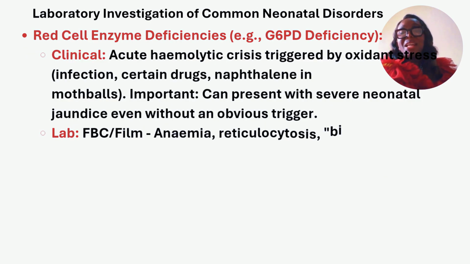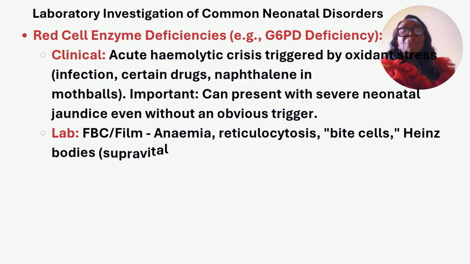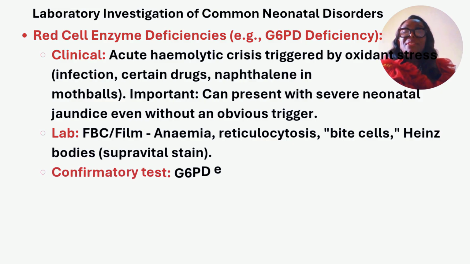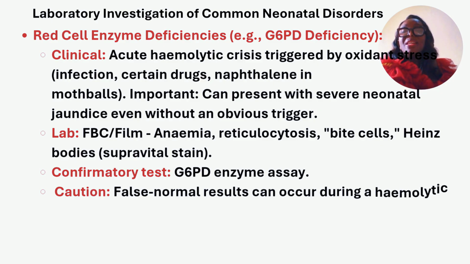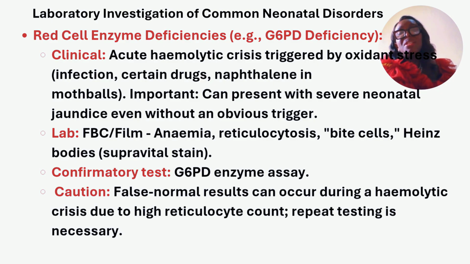Red cell enzyme deficiencies. Examples are G6PD deficiency or pyruvate kinase deficiency. Clinically, it can cause acute hemolytic crisis triggered by oxidative stress, infection, certain drugs, or naphthalene in mothballs. Importantly, it can present with severe neonatal jaundice even without an obvious trigger.